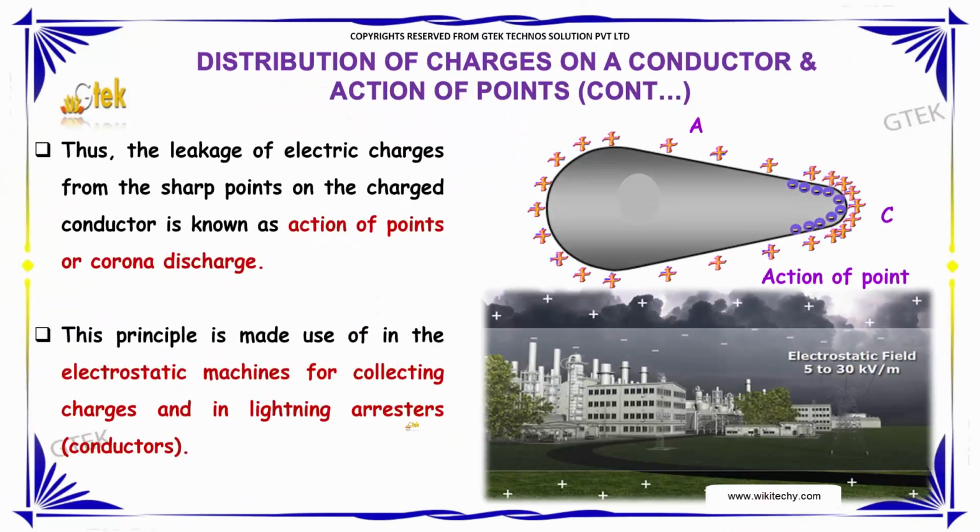Thus the leakage of electric charge from the sharp points on a charged conductor is known as action of points, or else we can call it corona discharge. This principle is made use of in electrostatic machines for collecting charges and in some kinds of lightning arresters, that is, conductors.